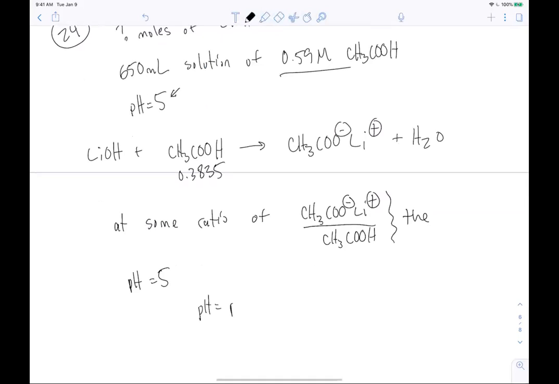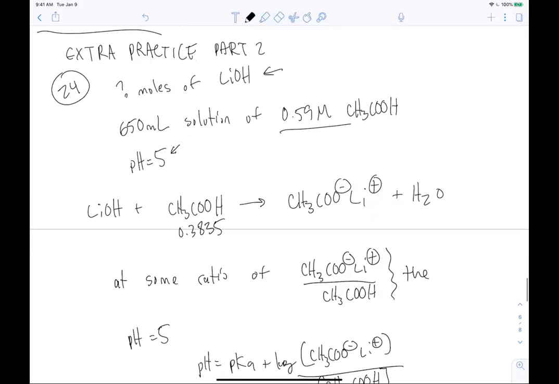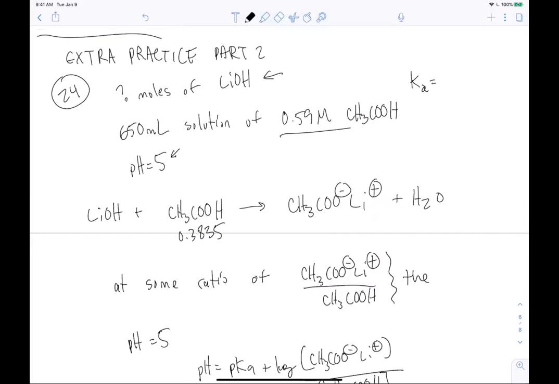So pH is equal to the pKa plus the log of this over this. What they should give you in this problem, which they didn't, is that the Ka of acetic acid is equal to 1.8 times 10 to the minus 5th. And I know from the last problem we worked that this works out to be a pKa of 4.74. Let me double check that. On an exam, we would give you that.